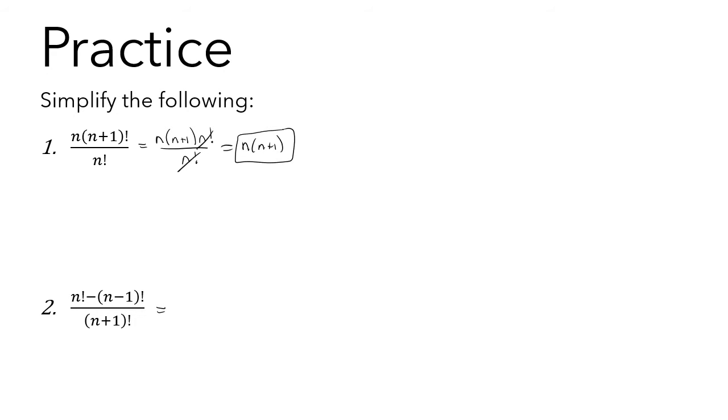Let's try another one. n factorial here is the same thing as n times (n minus 1) factorial. And I did that because I noticed here is also an (n minus 1) factorial. So minus (n minus 1) factorial, divided by (n plus 1) factorial. Okay, so n minus 1 and n minus 1, I can undistribute and get (n minus 1) factorial times (n minus 1), because I'm left with a 1 right here and an n right here. Okay, and then this is all divided by (n plus 1) factorial.